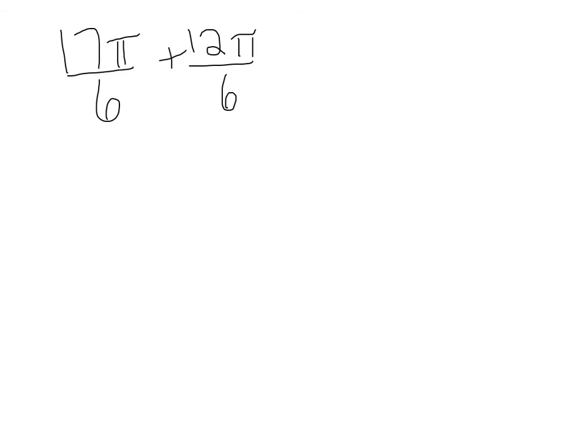Now let's find a coterminal angle using radians. Let's start with 17 pi by 6. We want to add or subtract one revolution. So if we're working in radians, let's add 2 pi. To add 2 pi, we want to make this have a common denominator. So we want to make this 12 pi over 6. So when we add this, we get 29 pi by 6, which gives us another positive coterminal angle.